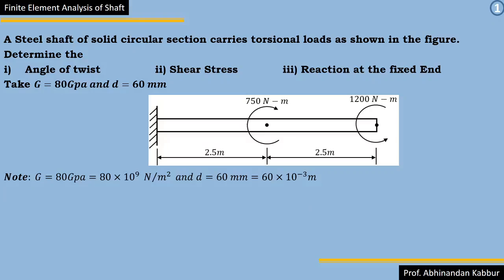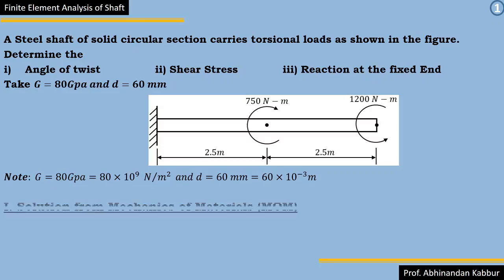So let me make it unit uniformity. So applied torque is in Newton meter, then length is in meter, so I'll convert diameter also in terms of meter. So it is 60 mm, so it is 60 into 10 to the power of minus 3 meter. Then gigapascal, pascal is nothing but Newton per meter square, so giga means 10 to the power of 9, so it is in Newton per meter square only.